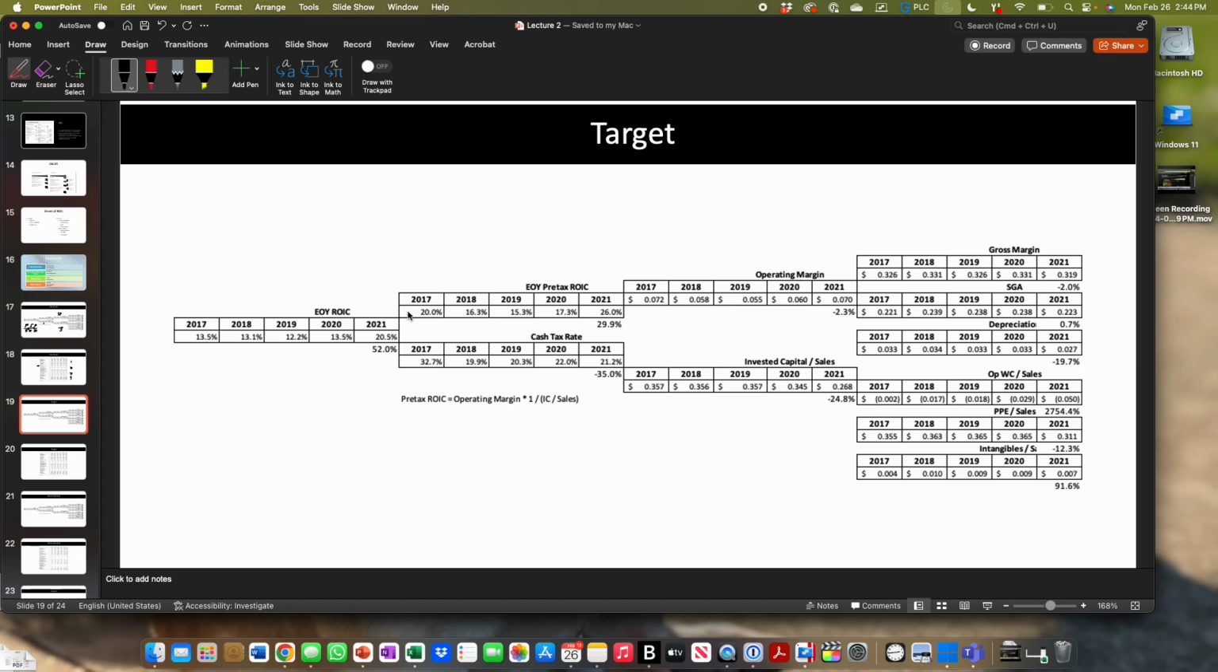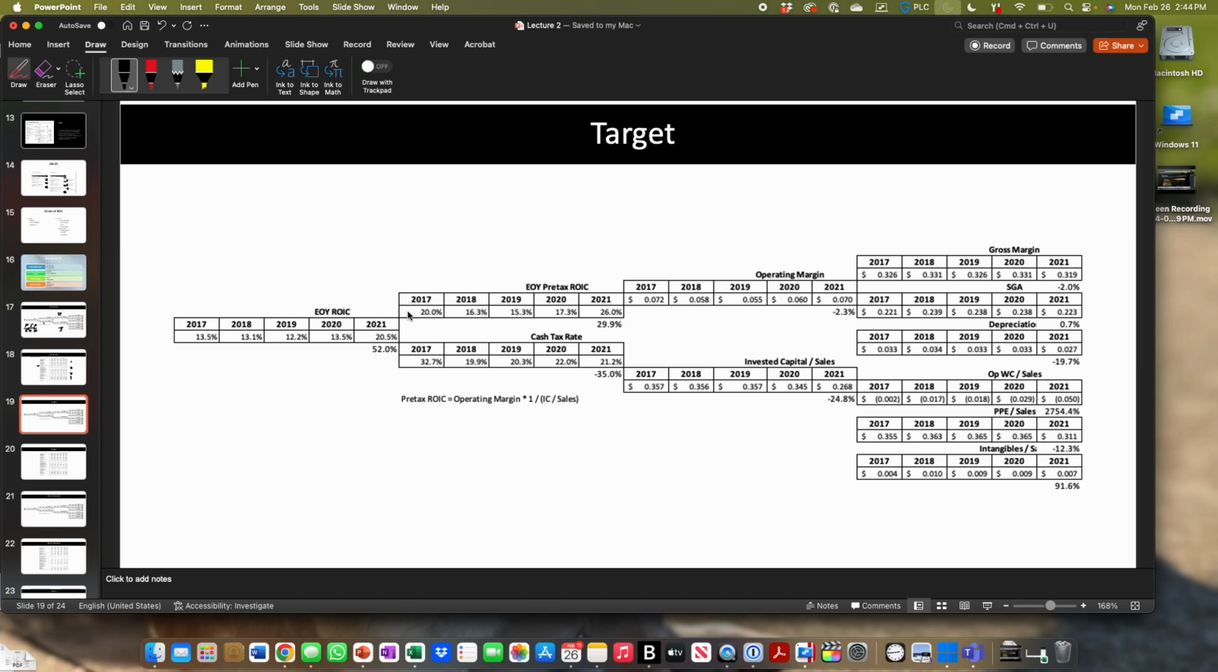Driver number 3, invested capital to sales. In 2017, they were spending 35.7 cents IC to sales. In 2021, 26.8. Most of that improvement occurred between 2020 and 2021. That 25% drop in invested capital to sales was the reason the pre-tax ROIC went better from 20 to 26.